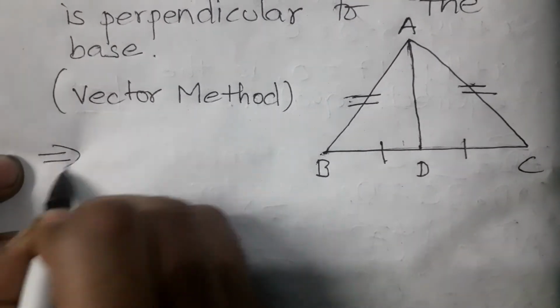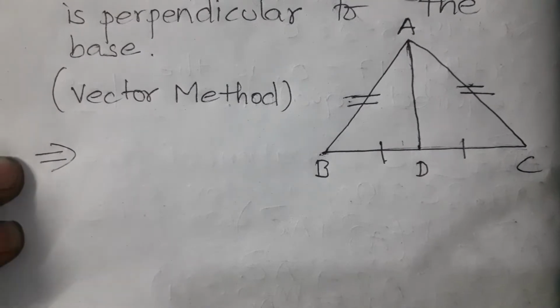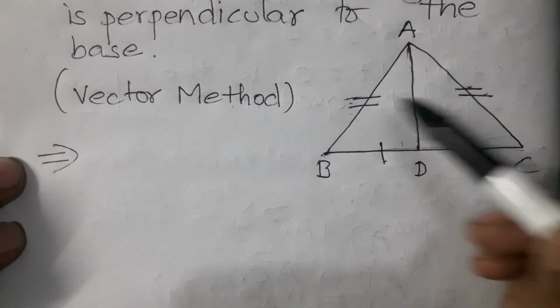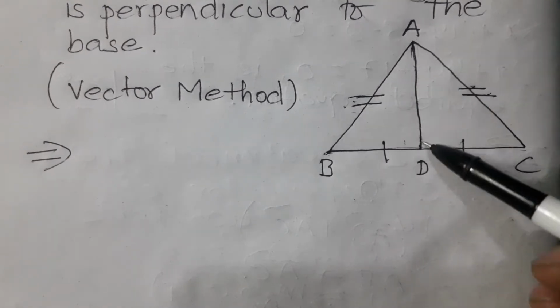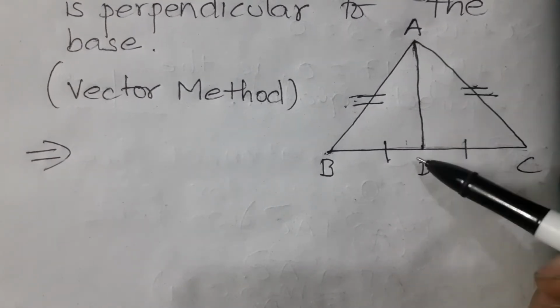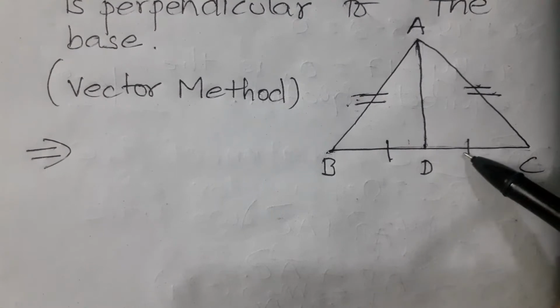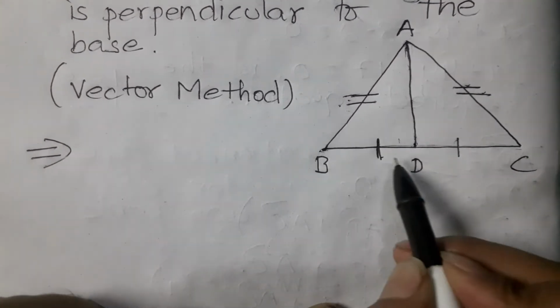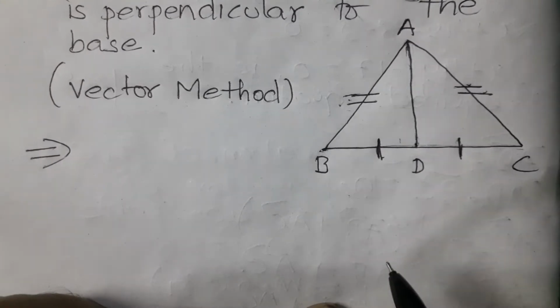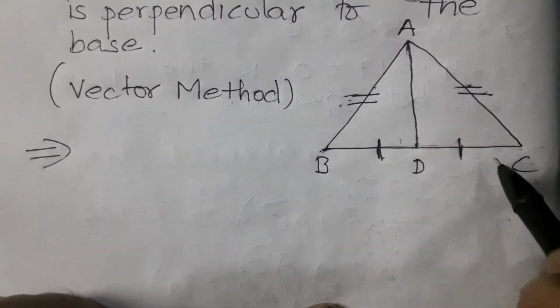First, let me tell you what an isosceles triangle is. An isosceles triangle means any two sides are equal. Next, you need to understand what a median is. A line drawn from a vertex to the midpoint of the base line is called a median. That has to be fulfilled. You can see in this figure BD equals DC, and AB equals AC.